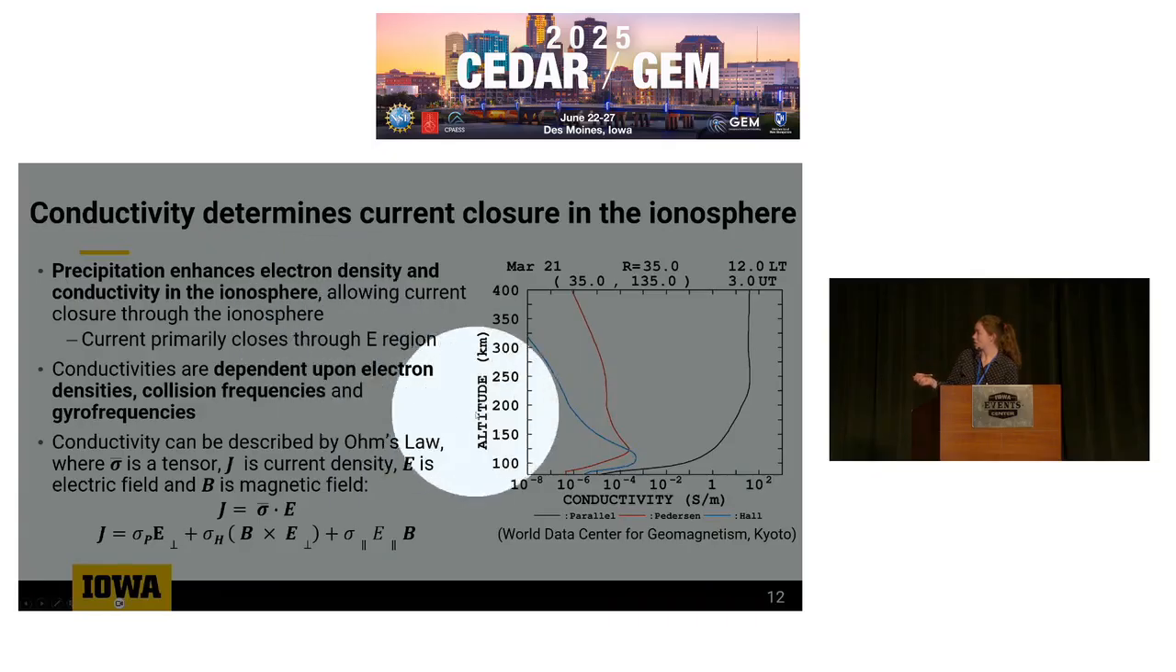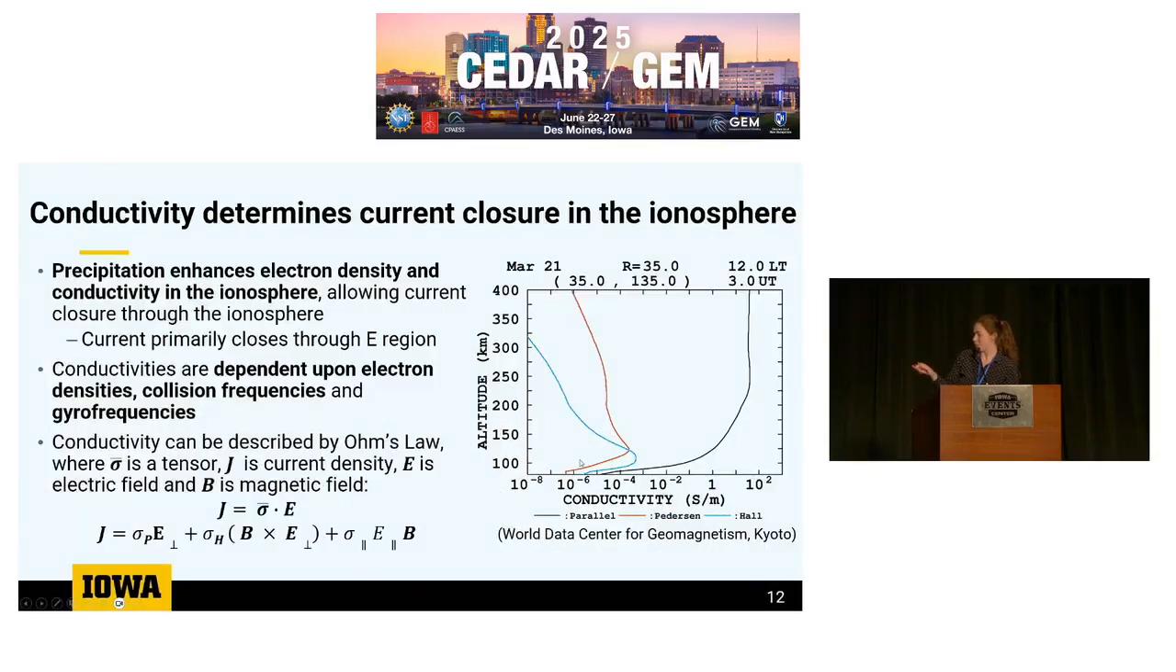The Hall current sits slightly below the Pedersen current. A way to pull them apart is to write them out in terms of the directions of the electric field and the magnetic field. It's also worth noting that the parallel conductivity is going to be much greater than the Pedersen and Hall conductivities at any altitude.